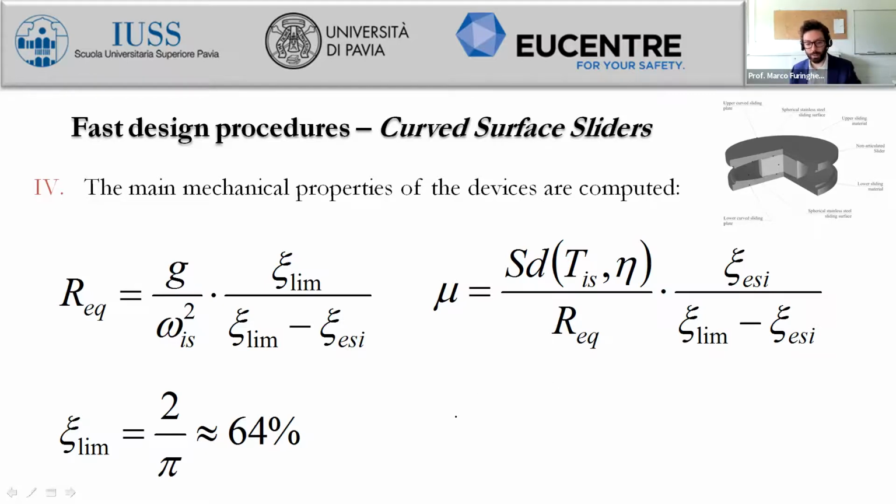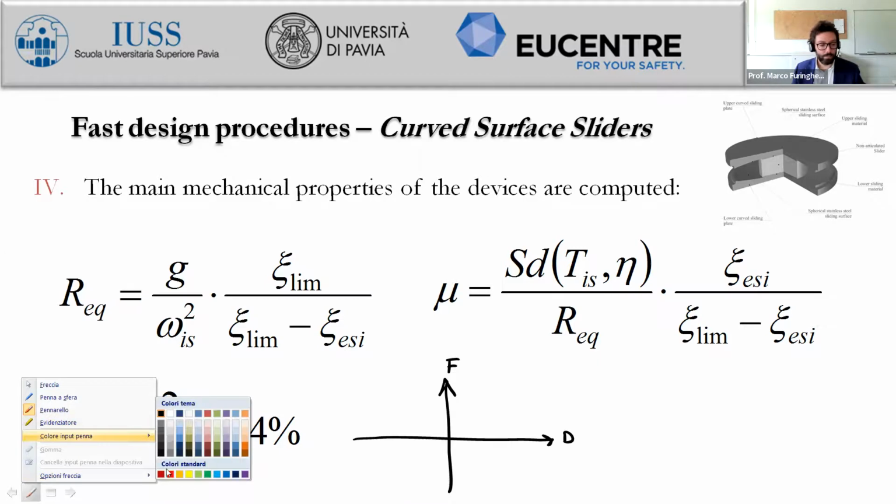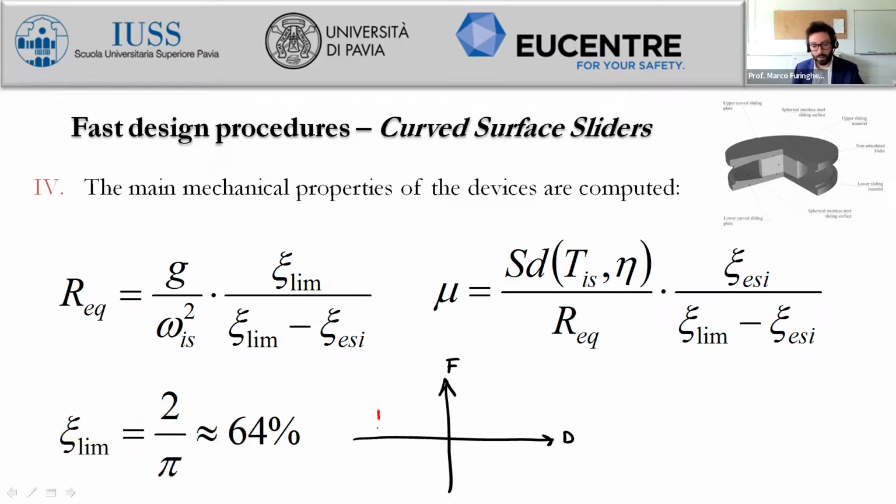If we consider the purely frictional behavior in terms of force displacement loop, we know we have a hysteresis which is just a rectangular shape. So let's consider again, with respect to the Jacobsen formulation of equivalent viscous damping, a fully reversed cycle.